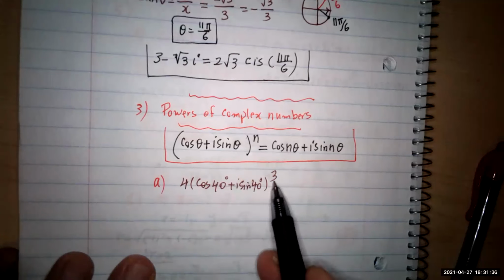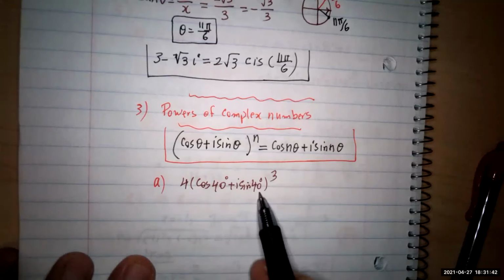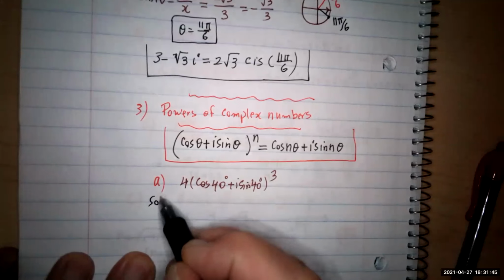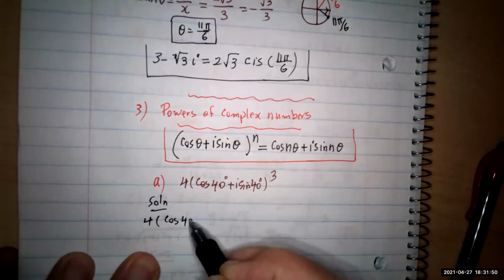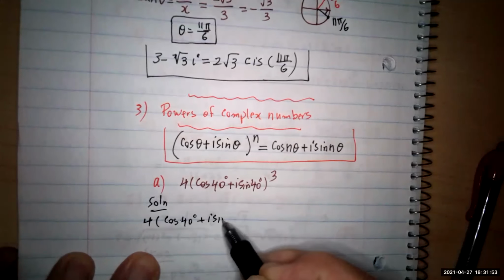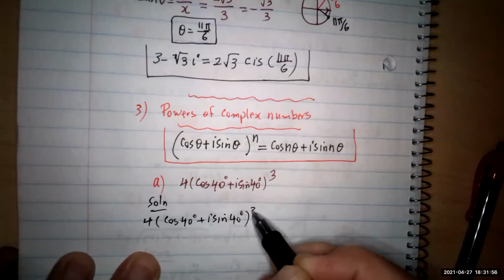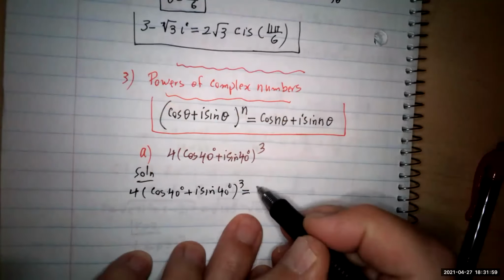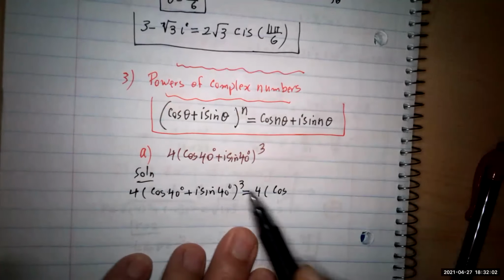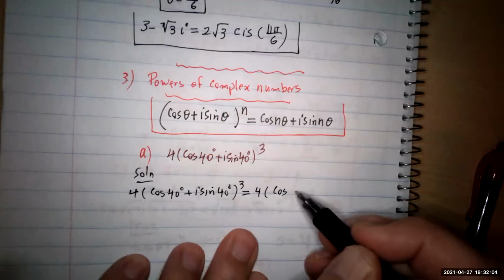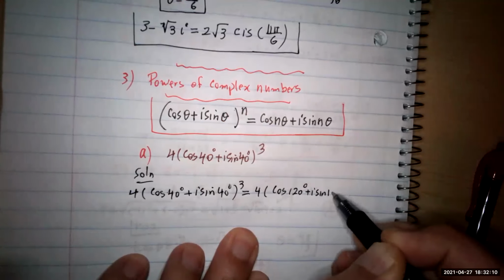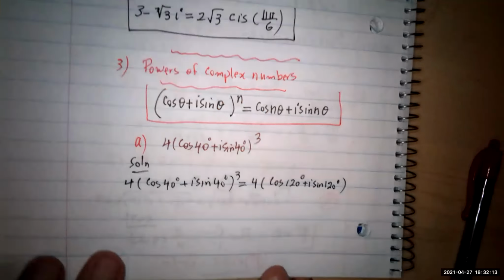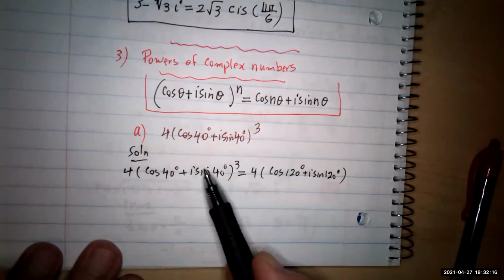So there you are. The power is 3, the De Moivre formula. So 3 times 40, that's how you take care of these powers. The solution is, you don't have to, but I rewrite it to emphasize the problem: cosine of 40 degrees plus i sine of 40 degrees, raised to the third. I'm not going to do anything to the 4, but it's going to be cosine of 3 times 40, which is 120 degrees, plus i sine of 120 degrees. By the De Moivre formula, you can bring the 3 down and multiply.